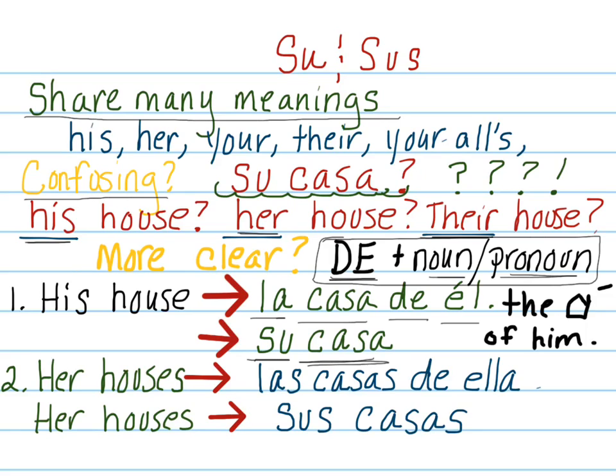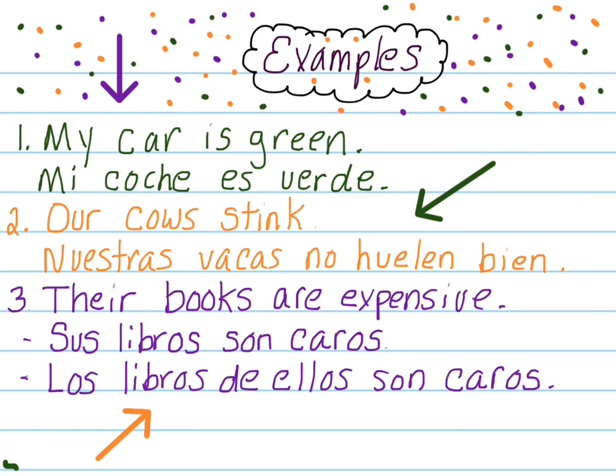Alright, let's look at her houses. First let's look at the confusing one. Sus casas. That's a totally legitimate way to say her houses. But it is confusing. So to be super clear, we're going to say the houses of her, which would be las casas de ella. And that's super duper clear. So let's move on.